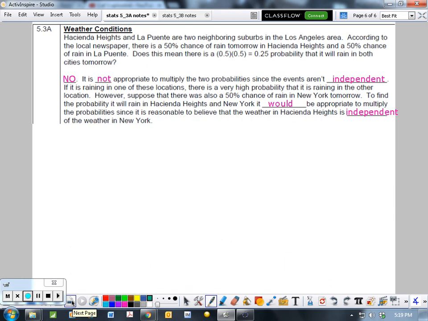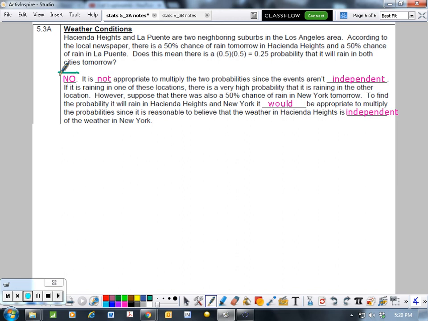Okay, so weather conditions. Hacienda Heights and La Puente are two neighboring suburbs in the LA area. According to the local newspaper, there's a 50% chance of rain tomorrow in Hacienda Heights and a 50% chance of rain tomorrow in La Puente. Does this mean that there is a 0.5 times 0.5 equals 0.25 probability that it will rain in both cities? And the true answer is no.